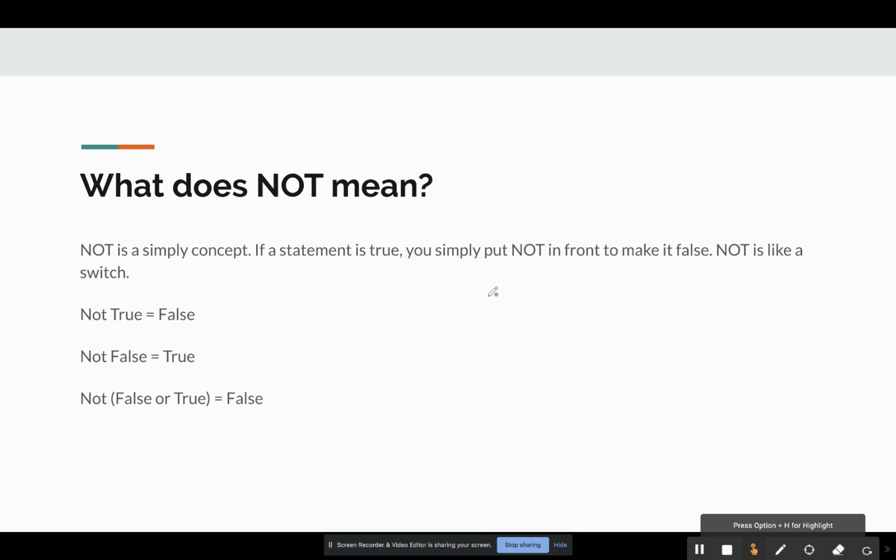Now let's look at what not means. Not is basically something you put in front of another statement to flip the Boolean. So if the statement is true and you put a not in front of it, it becomes false. For example, you can see below not true becomes false, not false becomes true, and vice versa.